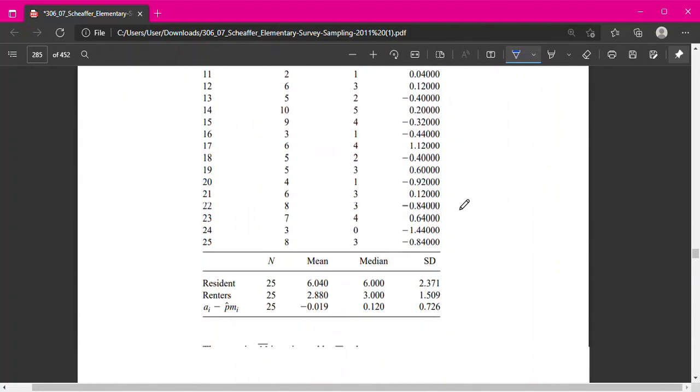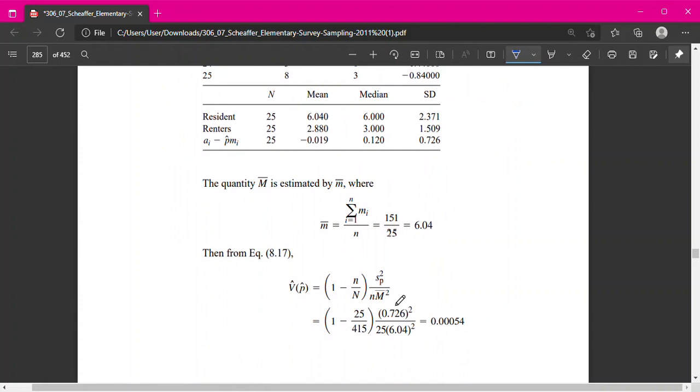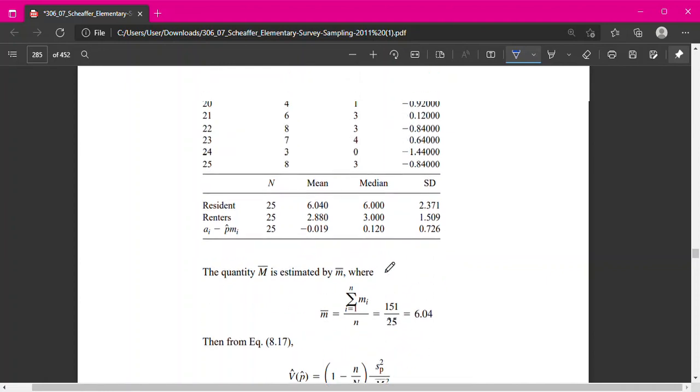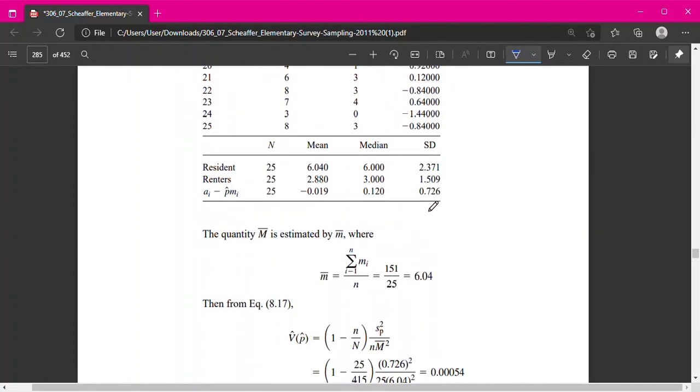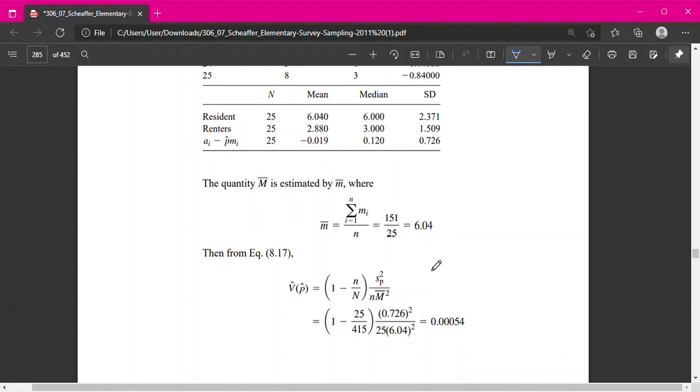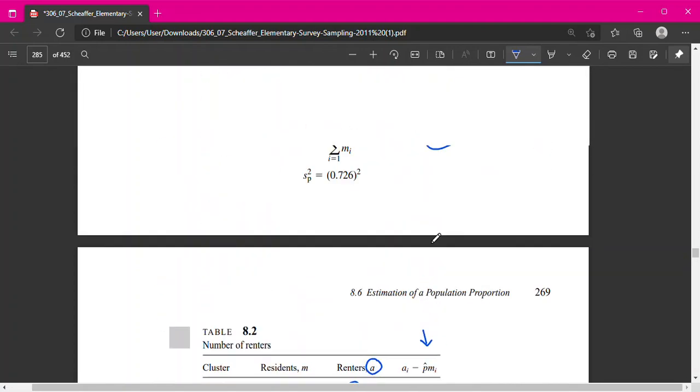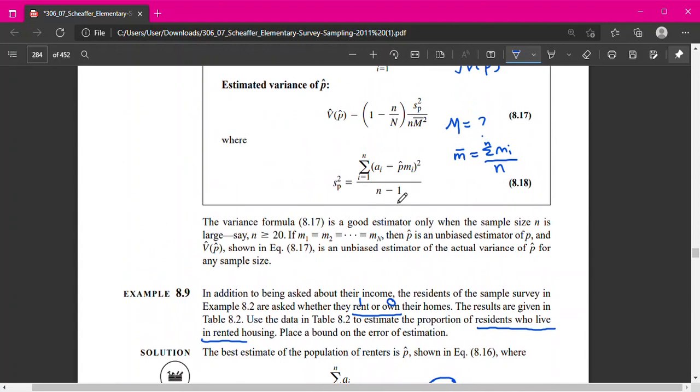Okay, so in order to find the bound, we need this s square P, and also capital M bar square. Because we do not know the value of capital M, or we cannot know the total number of residents, we can estimate using this formula. In order to find the s square P, we need to square this column first, then summation, so you will get that part and this part, then divide by n minus 1.